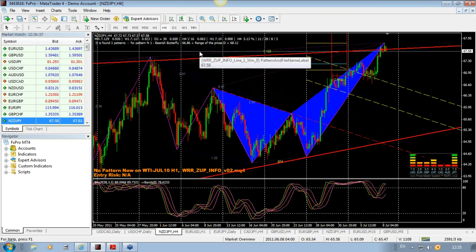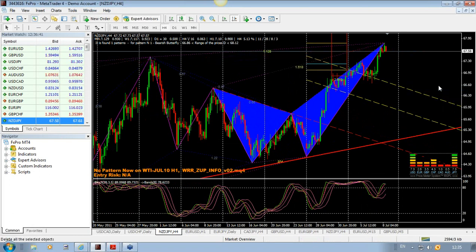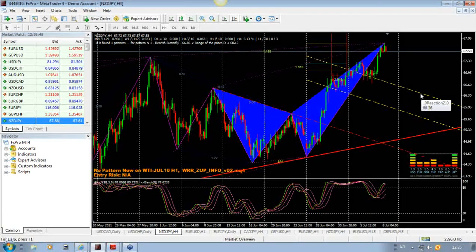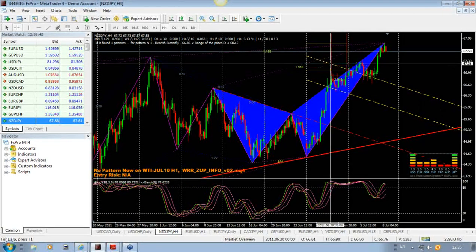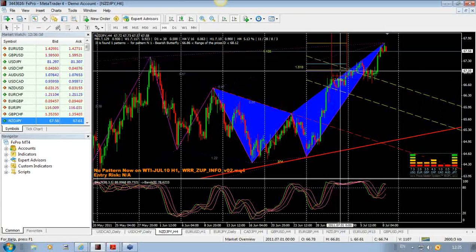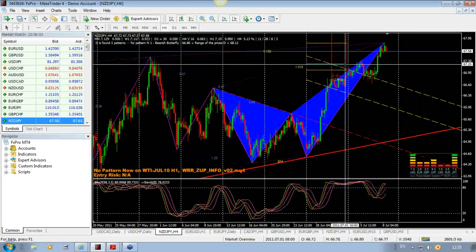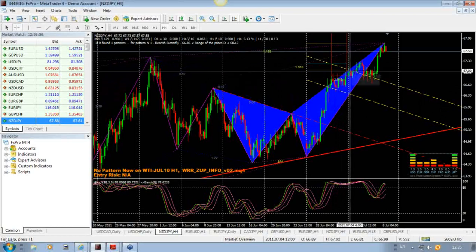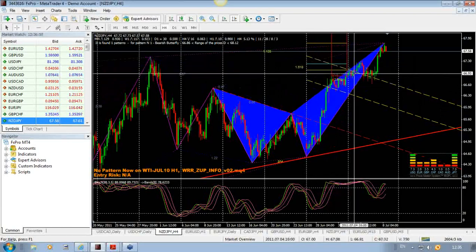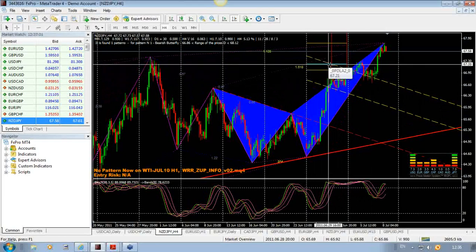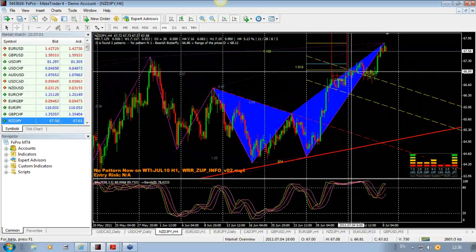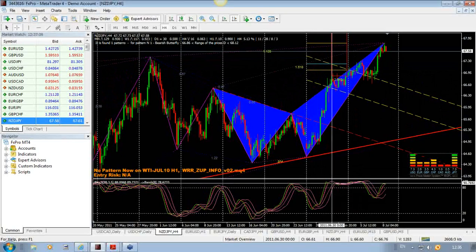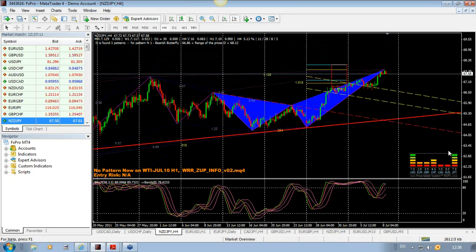For example, the New Zealandian yen. The entry was here, in between those lines. It reached just right here, on the dotted line. You see? Here, it entered just right here, with extreme of this indicator. So it's a good entry, right? It is a correct entry.